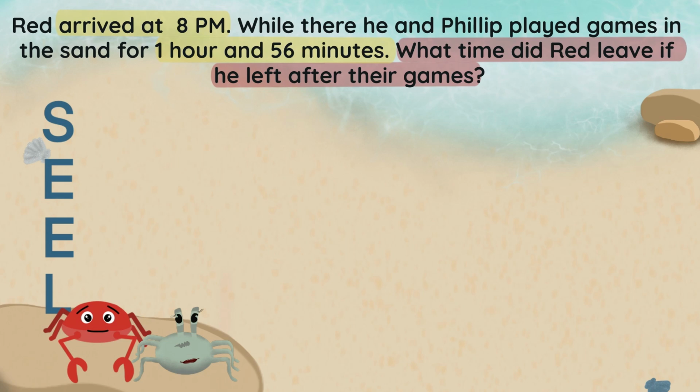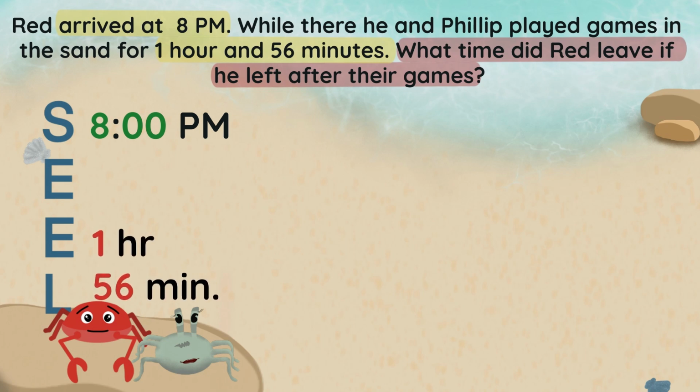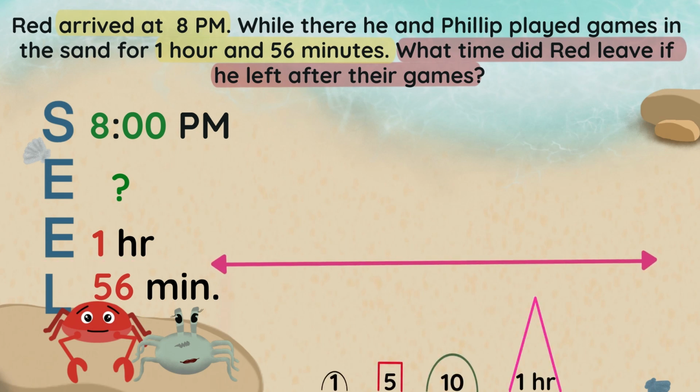Let's start by recording what we know. He arrives at 8 p.m. and plays for 1 hour and 56 minutes. The time that he was there is known as the elapsed time. We are missing the end time. To solve, we will use a number line.